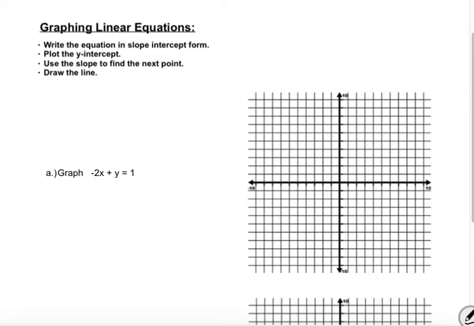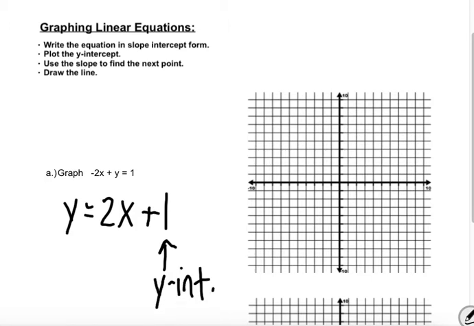So first thing on A, we look, is it in slope-intercept form, that y equals mx plus b? It is not. So let's make it that way. We'll add our 2x over. So our equation becomes y equals 2x plus 1. Then we plot the y-intercept. That is this thing hanging out all by itself. Y-intercept. And we'll plot that on our graph.